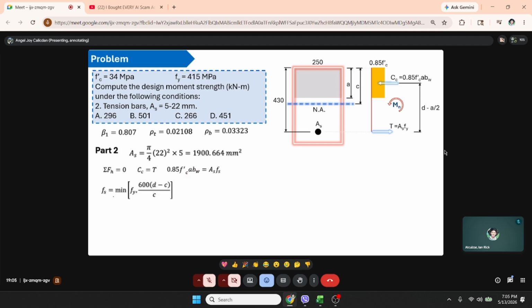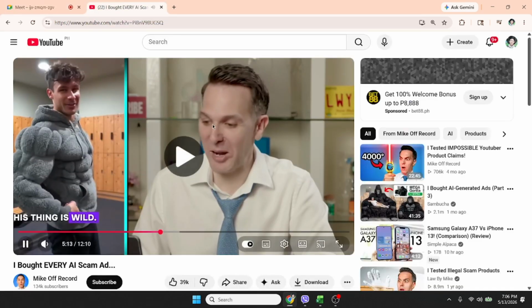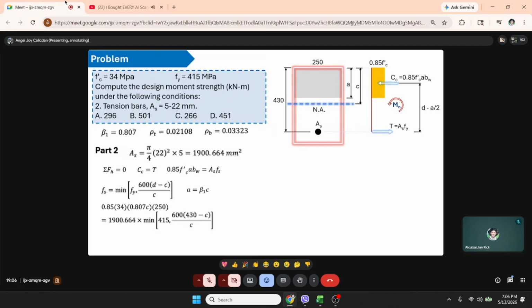And katong Fs is the minimum lang sa Fy og 600 times d minus c over c. And also using this a equals to beta 1 times c and substituting everything, 0.85 times fc prime na 34 times a na beta 1 times c times 250 equal to 1,900.664 times minimum of 415 and Fs na formula.